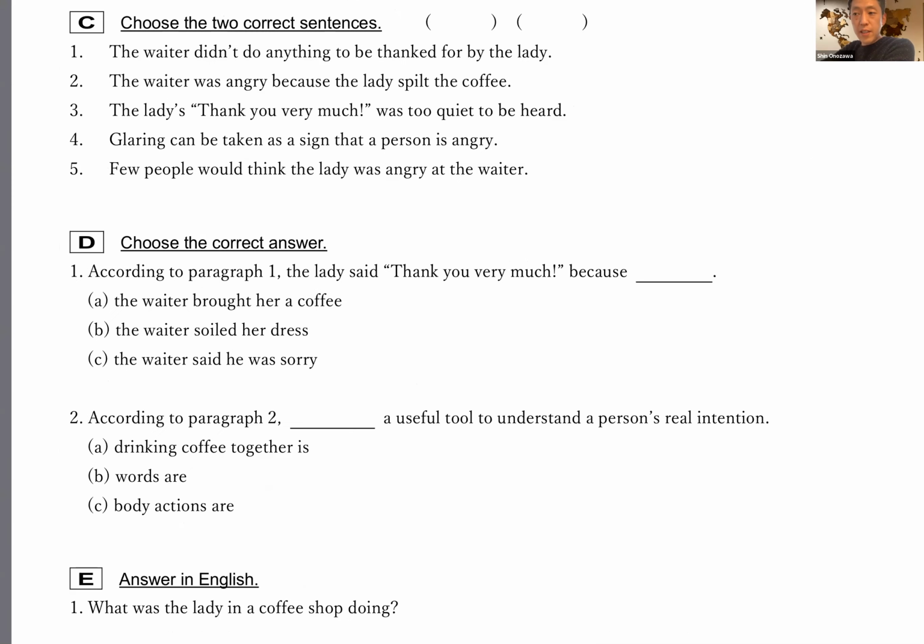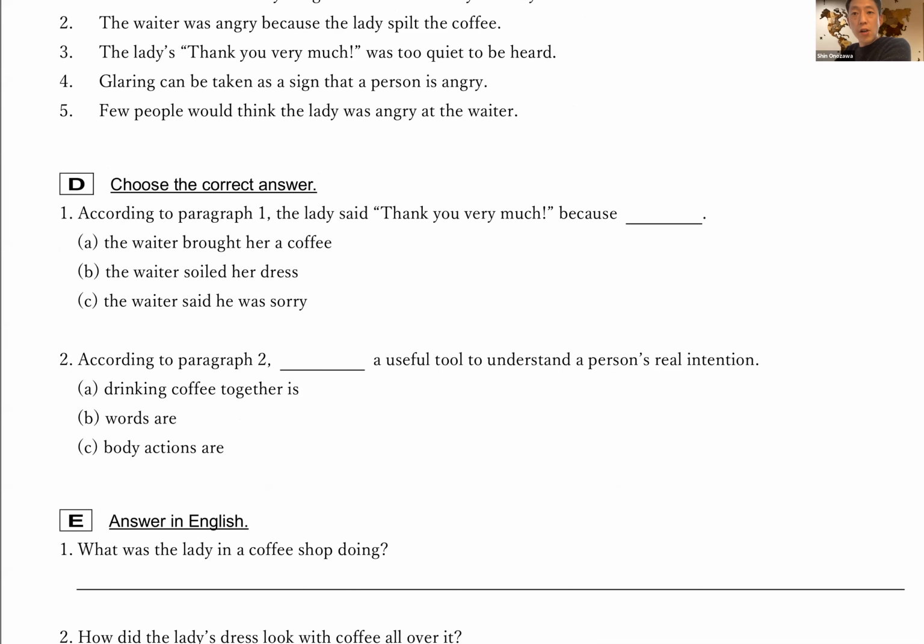So let's go to D then. Okay, choose the correct answer. According to paragraph 1, the lady said, "Thank you very much because ABC." The waiter brought her a coffee. The waiter sold her dress. The waiter said he was sorry. So which one's correct? The correct one is B. The waiter sold her dress. Okay.